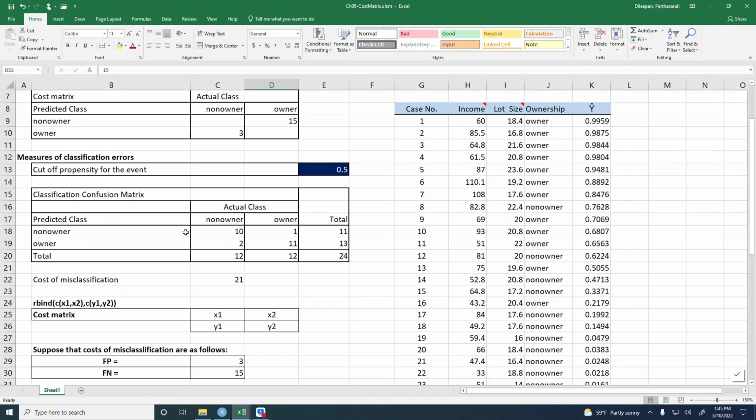So that's what R does. The classification matrix always produces actual classes like that and predicted classes like that. But other software packages may have the actual classes going row-wise and predicted going column-wise. So you have to pay attention to that.